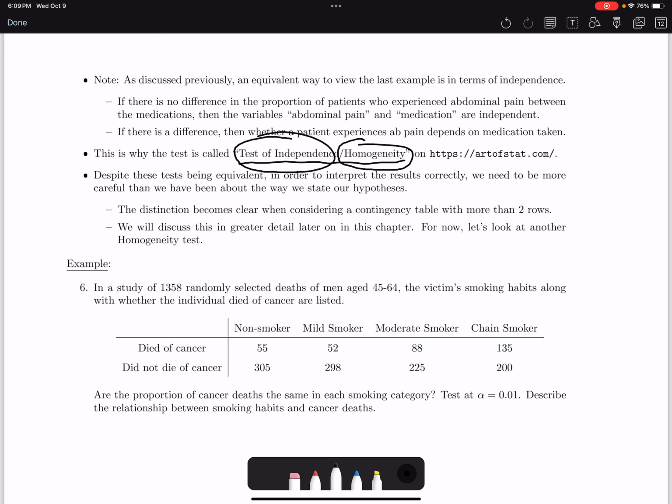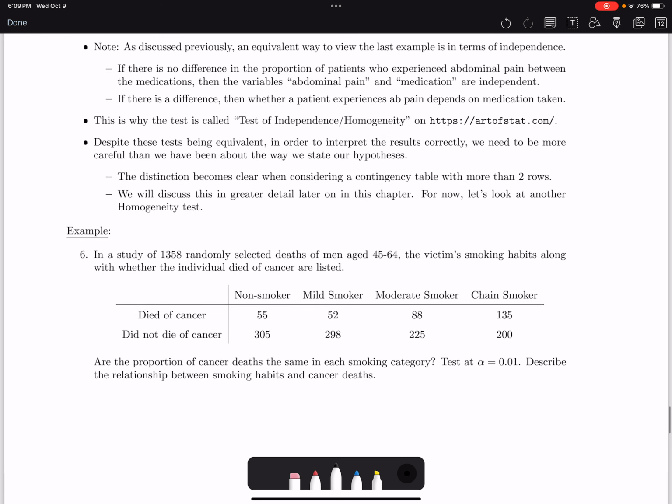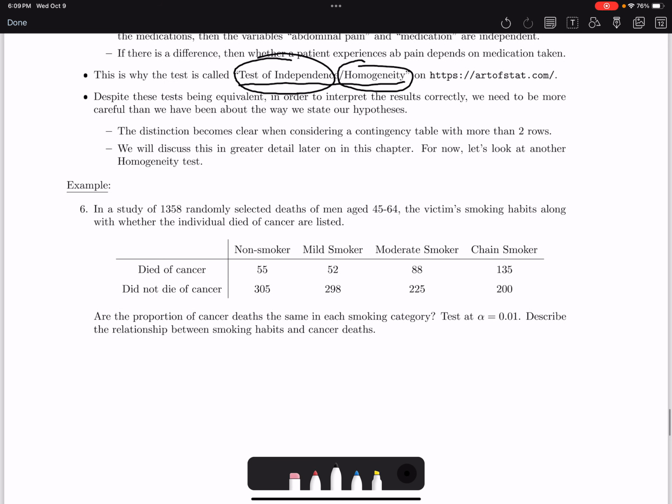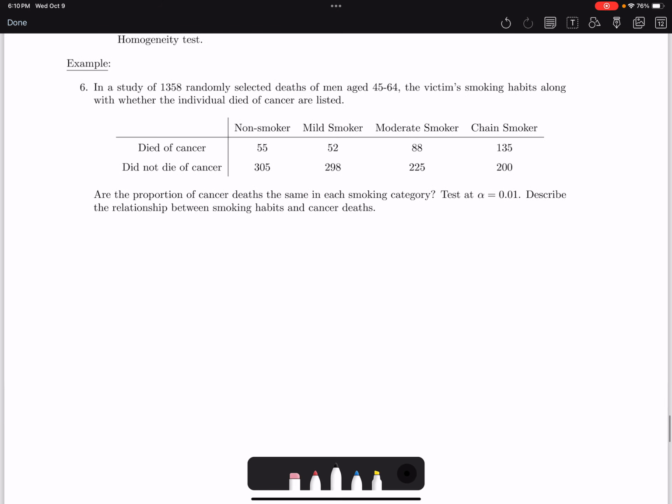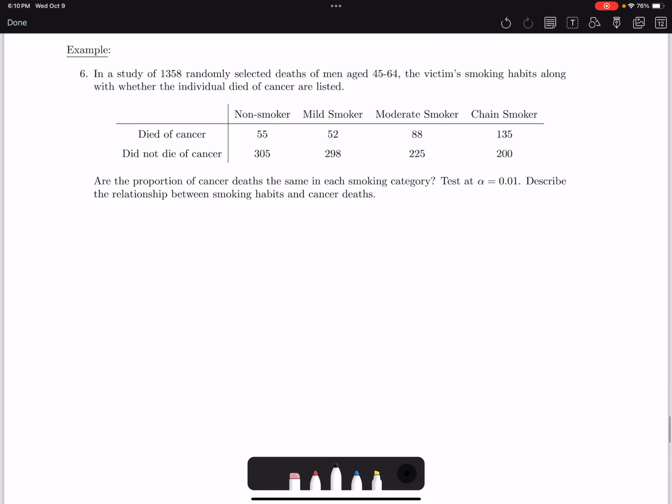Now, despite these tests being equivalent, in order to interpret the results correctly, we need to be more careful than we have been about the way we state our hypotheses. That distinction will become clear to us when we consider a contingency table with more than 2 rows. But for now, we'll save that discussion for later. For now, let's just look at another homogeneity test. So you should pause the video, give this one a try.